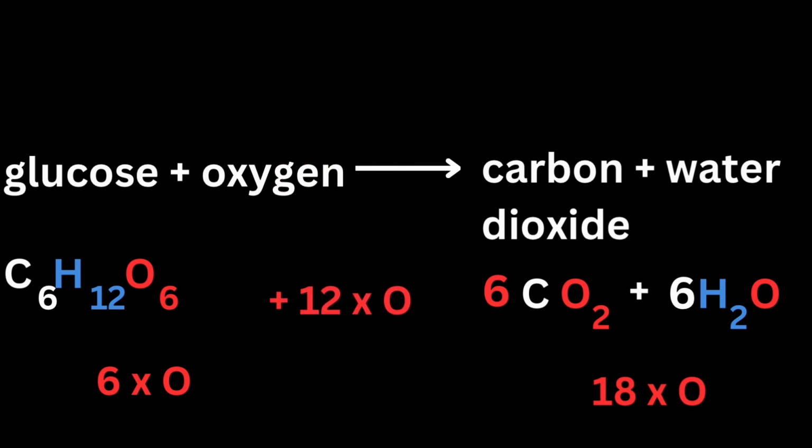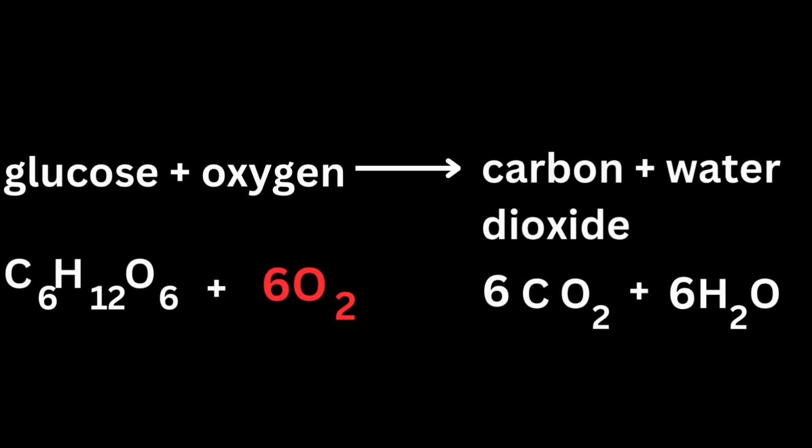Because there are only 6 oxygen atoms in glucose, we need to add another 12 oxygen atoms from the air. Each molecule of oxygen is O2, so it contains 2 atoms of oxygen. So we will need 6 molecules of oxygen to get 12 atoms of oxygen. So now we can add the oxygen, so we write a big 6 to show that we're going to use 6 molecules of oxygen. So there we have it, the word and symbol equation for aerobic respiration.